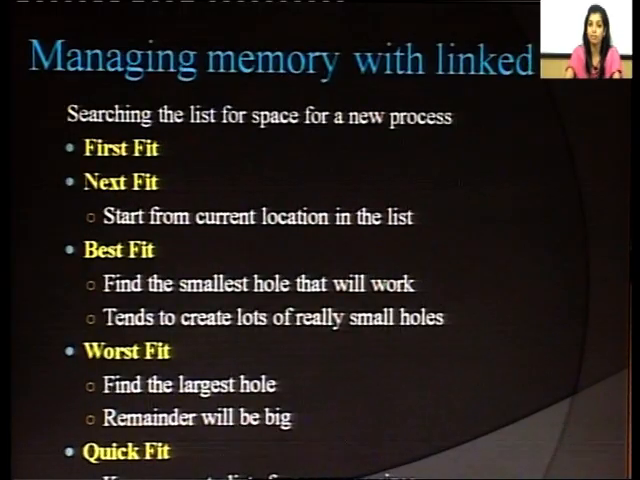First is first fit. That means we search for free space, the first free hole, and then place the page in memory. Next is next fit, which starts from the current location in the list. Third is best fit. Best fit means we find the smallest hole in memory, the smallest free space. Worst fit means we find the largest hole, the largest space available in memory. And quick fit keeps a separate list for common sizes.